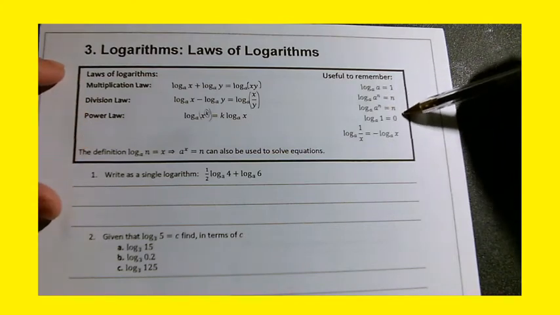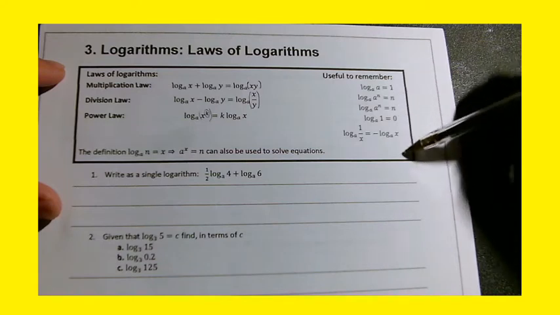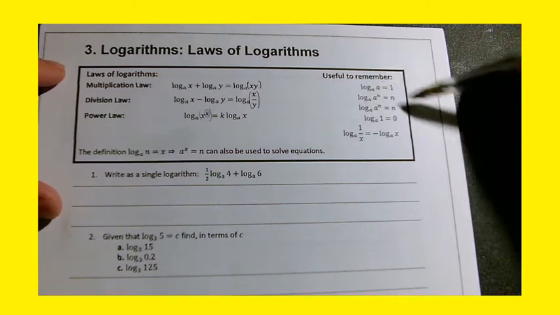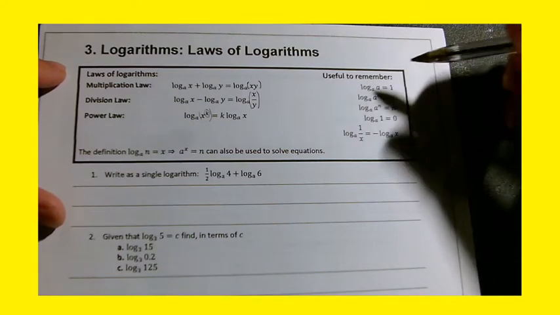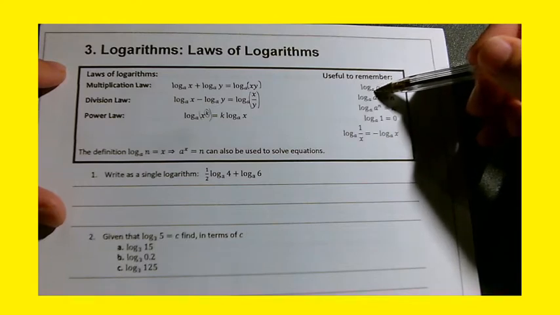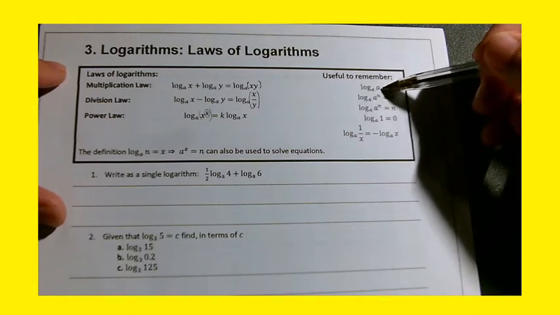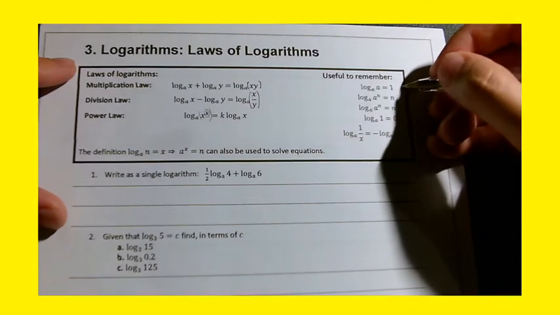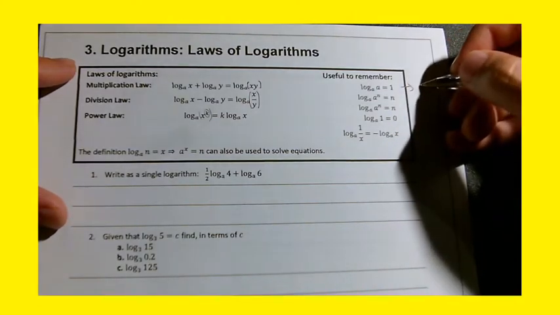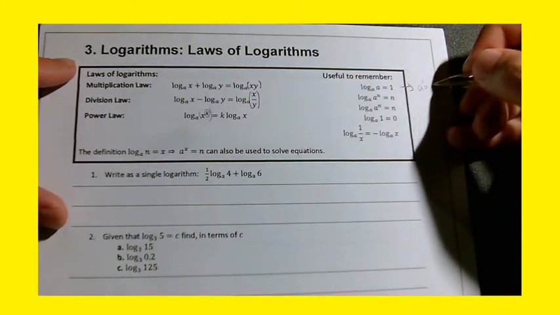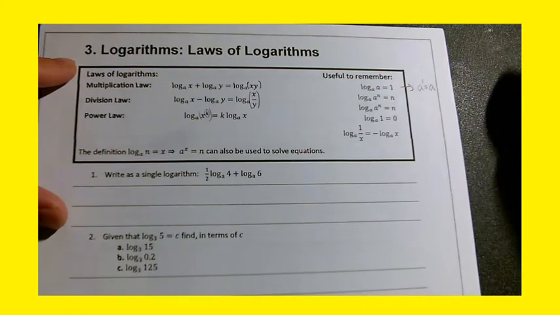And here are some useful tips as well. So you've got log base a of a, that's always equal to 1. So if you've got the log of a number to a base, and if you've got the same number here, that's always equal to 1. The reason for that is, if you're to rewrite that in exponential form, you get a to the power of 1 equals a. So that does work.